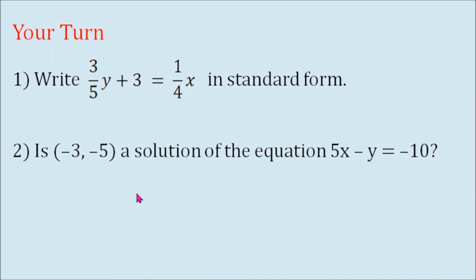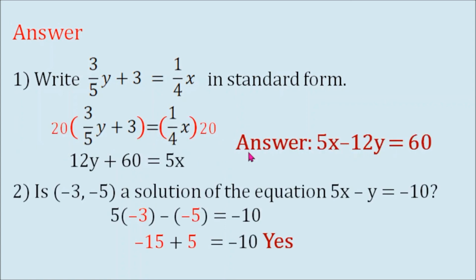Now I will show you the answer. For item number 1, the answer is 5x minus 12y equals 60. And for item number 2, the answer is yes. Did you get the 2 items right? I hope you did.